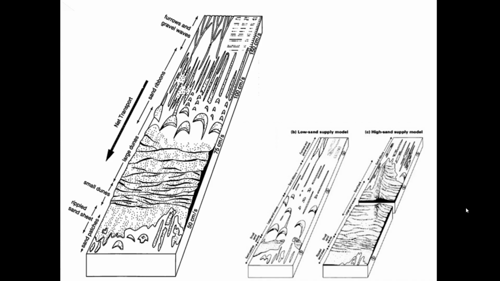So this is an area where we can see we have our large dunes on the outside, and while continuing towards the shelf, we are looking at our sand ribbons, and then finally followed by lateral furrows and gravel waves.